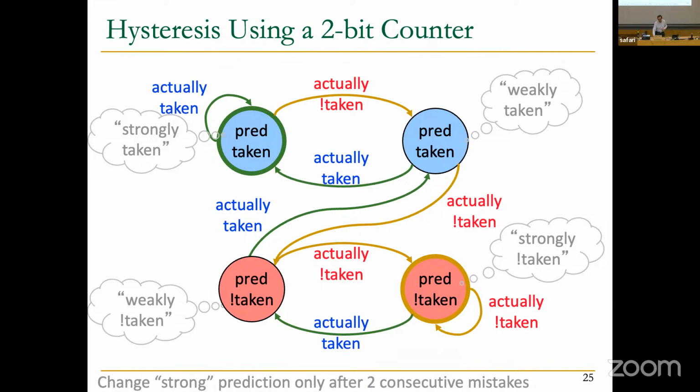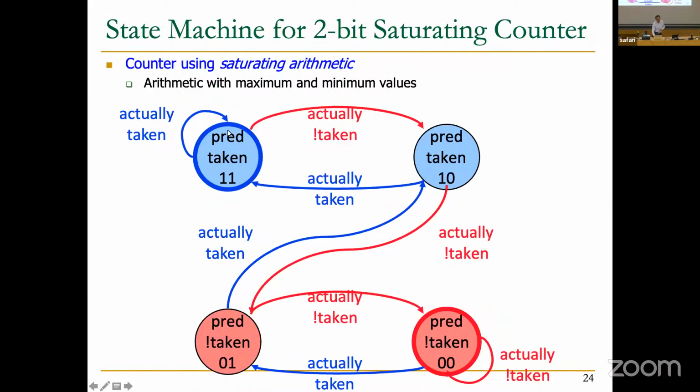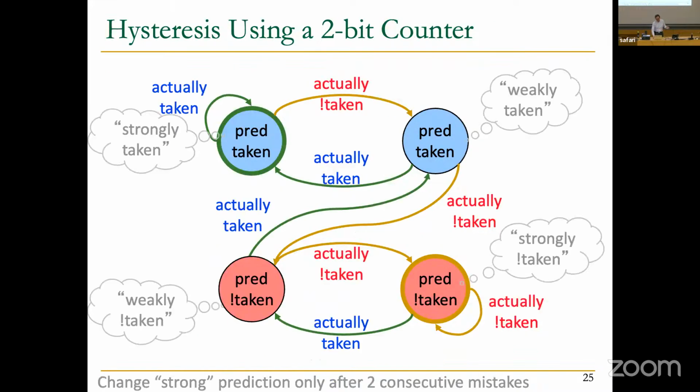So that's the notion of saturating arithmetic that I had over here. You have a 2-bit counter. So if you're strongly predicting the branch as taken and the branch keeps being taken, you cannot increment the counter because you don't have any counter values. So that's the notion of saturating arithmetic: arithmetic with maximum and minimum values. In this case, the maximum value is 3, binary 11, and the minimum value is 0, binary 00. And incrementing or decrementing the counter at the maximum or minimum values doesn't change the state you're in. Okay.